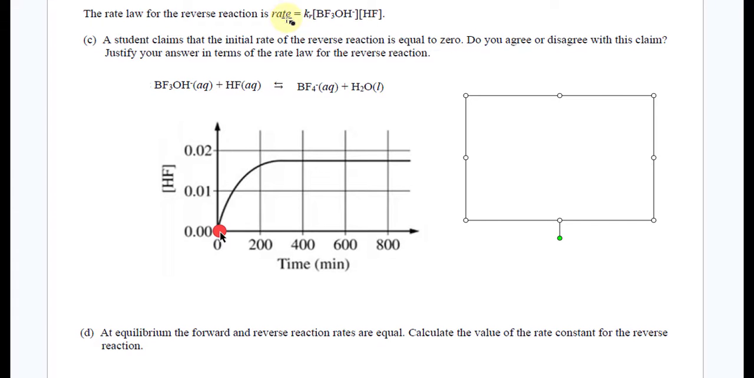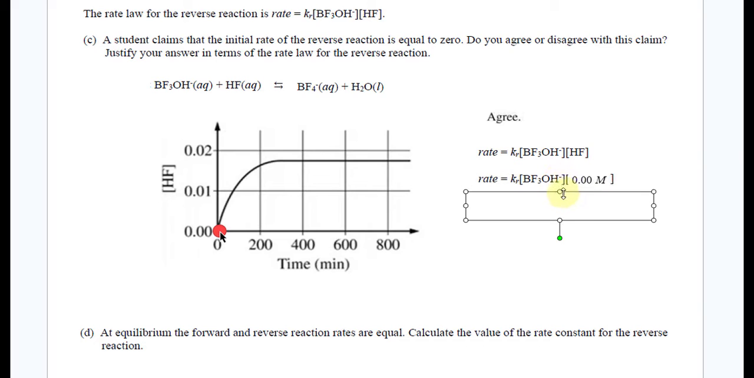You can write it out. Rate is equal to the Kr times the concentration of our reactants, which are now BF3OH and HF. Now, they wanted to know what the initial rate is. Well, that's at time 0 that they've given us the HF concentration, and guess what? It's 0 initially. That's what you'd expect. That's where we have our graph, and we're starting off with no HF. Therefore, using this, we're going to have to agree, because if you've got a 0 multiplying this thing, then you're going to have 0 as our rate. We didn't have any HF. 0 times anything is going to give you 0.